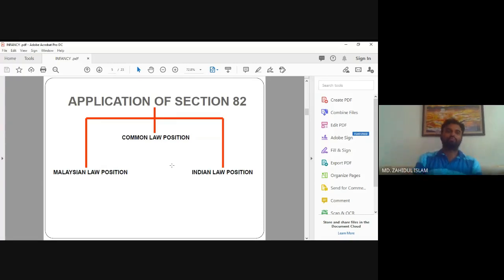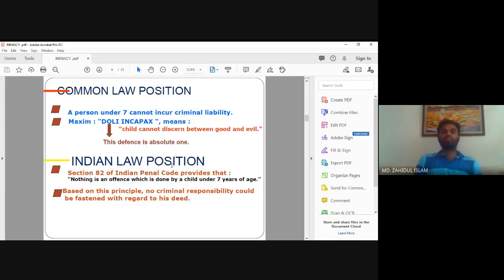Okay, so now the application of Section 82. That means application of Section 82 in Malaysia, the common law position and the Indian law position. If we see the Malaysian position, it is under 10 years old. Any child under 10 years old will be exempted from any type of criminal liability. Common law mentions that any child under 7 years old will be exempted from any criminal liability. That means a child under 7 cannot be convicted for criminal liability. They will get immunity. Common law mentions 7 years.